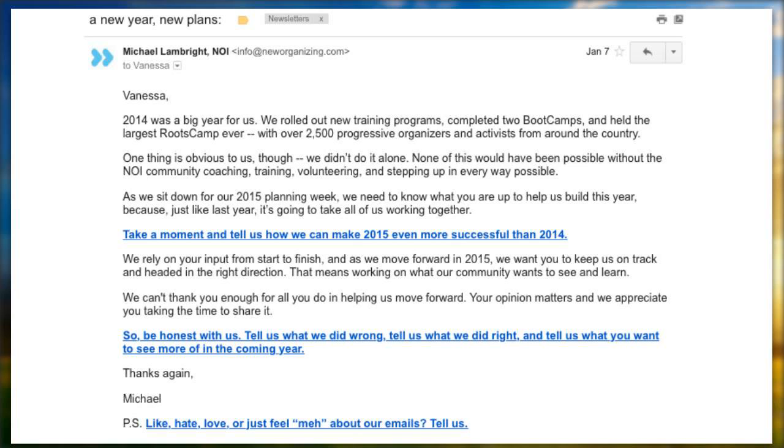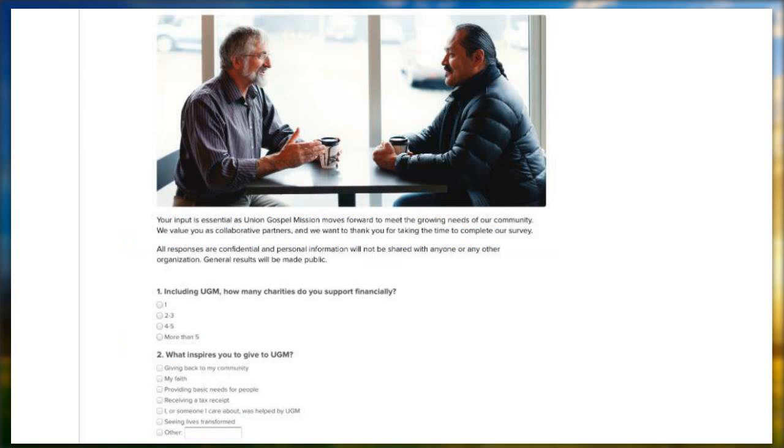I have to say, one of the things I love about this email that I think is a nice personality point is their PS. They sent a lot of emails as an organization. And so their PS says, love, or just feel meh about our emails, tell us. I think it's a really cute and fun way to add a PS and some personality into the email itself. All right, so let's actually look at an example of a survey.